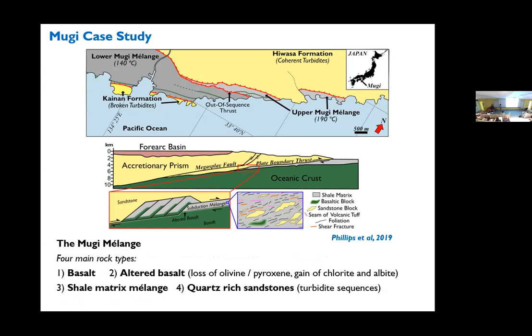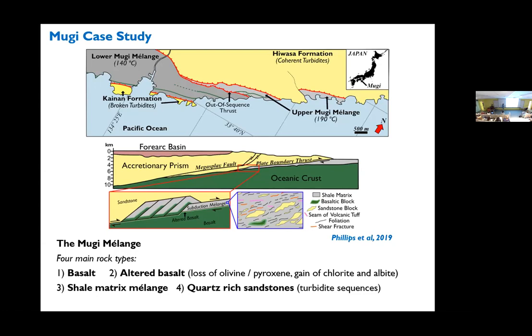So for those of you who are not into looking at rocks, I'm going to keep it relatively simple. There's kind of four main rock types. There's the basalt, which represents the underplated oceanic crust. When you get close to the contact with the sediments, usually about a 2 meter thick package, you get this altered basalt, which is from the loss of olivine and pyroxene and gain of chlorite and albite.